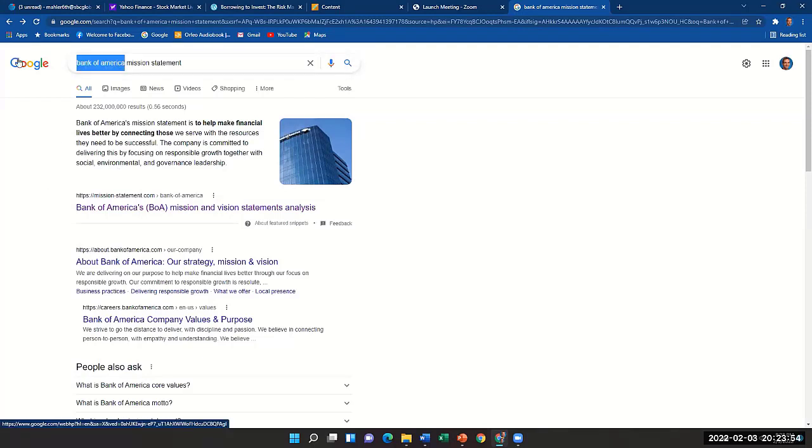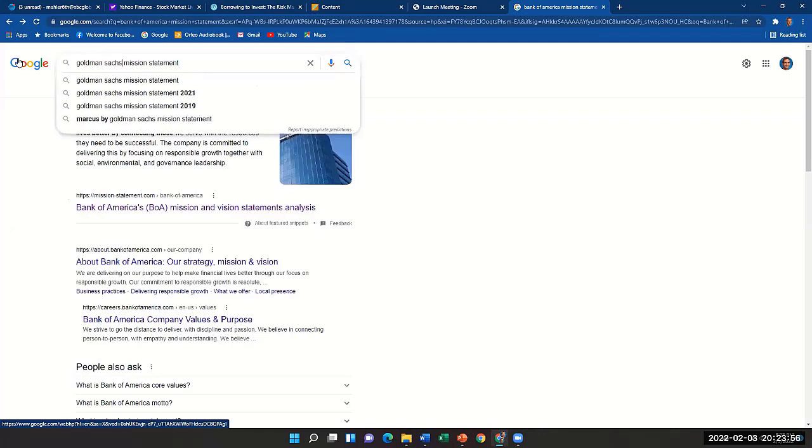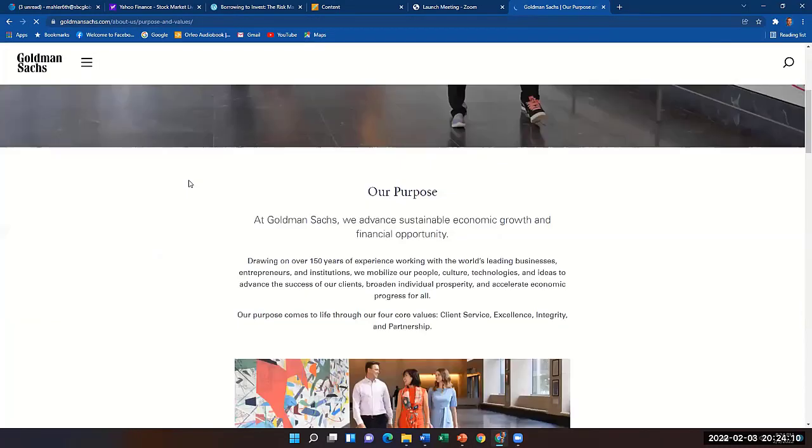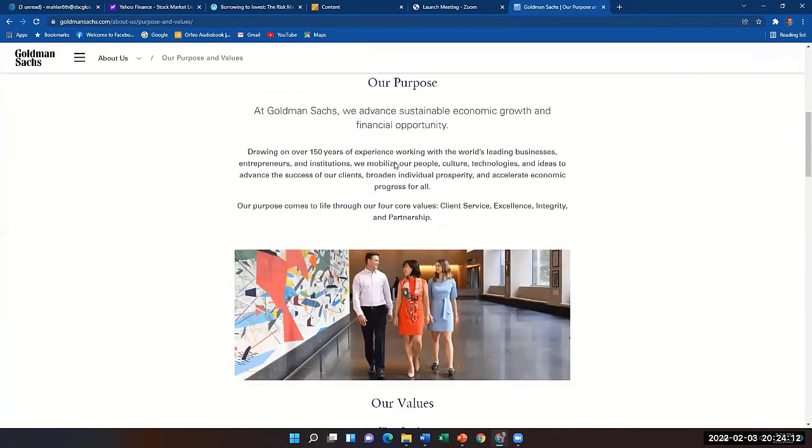Let's look at Goldman Sachs. Goldman Sachs' mission is to advance sustainable economic growth and financial opportunity across the globe. Our purpose and our values. So I'm just going to do a search on the word risk. Doesn't come up at all.